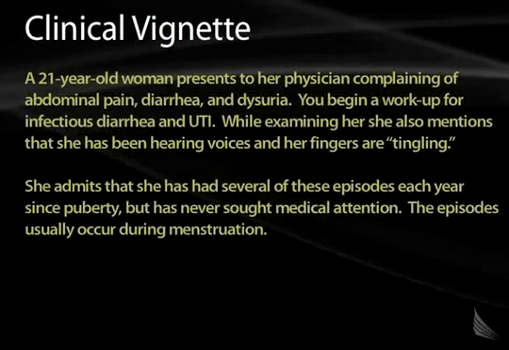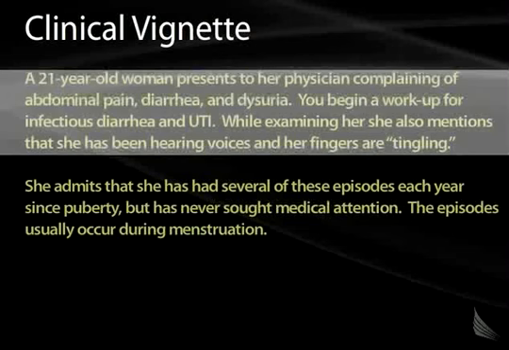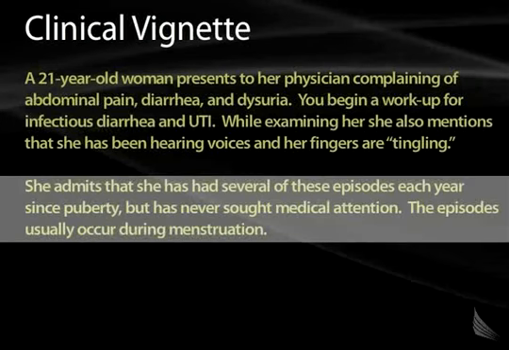Now, there are lots of defects in heme synthesis that cause a constellation of diseases, the prototype of which we'll describe in the following clinical vignette. A 21-year-old woman presents to her physician complaining of abdominal pain, diarrhea, and dysuria. You begin a workup for infectious diarrhea and urinary tract infection, but while examining her, she also mentions that she's been hearing voices and that her fingers are tingling. She admits that she's had several of these episodes each year since puberty, but has never sought medical attention. The episodes usually occur during her menstrual periods.